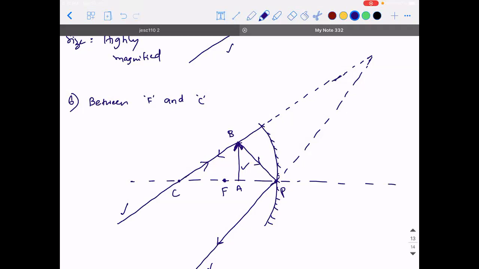So this is where the image is formed. And these points will be A dash and B dash. So here one important point to be noted is, till now you see for a concave mirror, it always formed a real image. But this is the only scenario where the image formed is virtual.